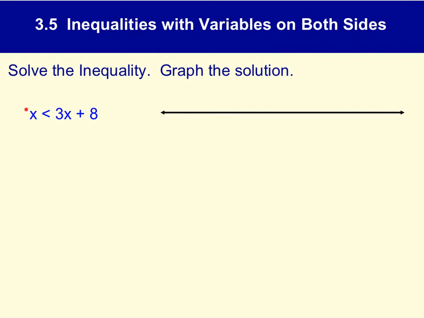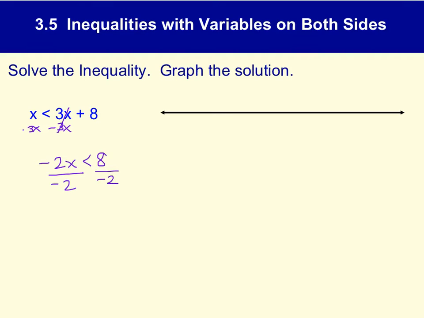You do want to leave this x alone by itself, which means let's get the 3x over here with the 1x. So to do that, it's a positive 3x. We'll subtract 3x from both sides. That cancels. 1x minus 3x is a negative 2x, is less than 8. And now when we solve for x, we're going to divide both sides by that negative 2.